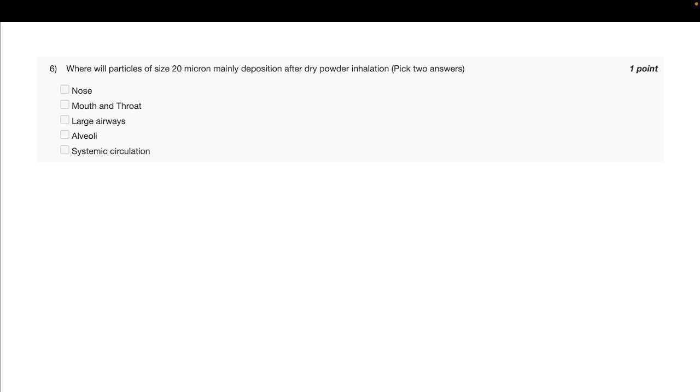Okay, then moving ahead. Next question is, where will particles of size 20 micron mainly deposit after dry powder inhalation? Two correct answers. Mouth and throat and large airways. Okay, that's one response. Thank you. Anybody else wants to give it a try? First option, nose, ma'am. Okay. Others? Thanks for answering.